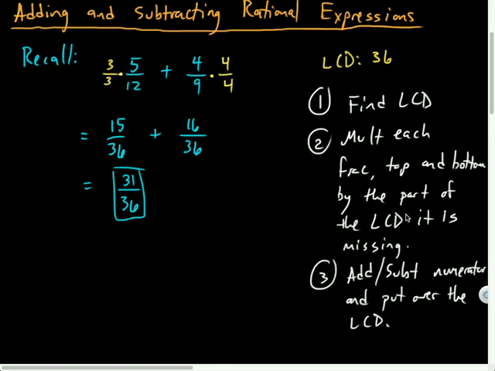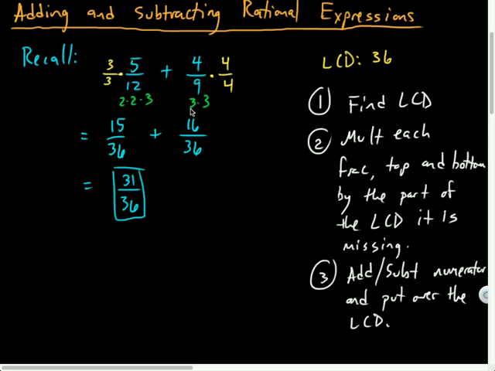Now, what do I mean by the part of the LCD it's missing? Well, in this case, I was kind of saying, what would I multiply it by to get 36? If I wanted to understand this language, I could have viewed 12 as 2 times 2 times 3. Have you guys ever seen prime factorization before? I think so, right? And 9 is the same as 3 times 3.